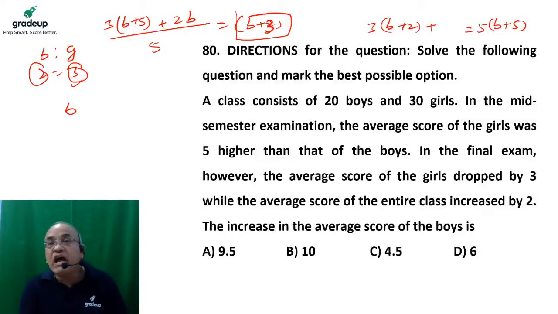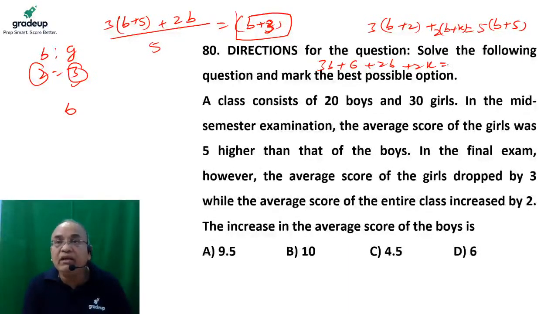Now this is the total score of the entire class. This is the score of the girls, and the score of the boys I don't know, but it increased by, let's say, k. And how many boys are there? 2 boys. Okay, so if we solve this equation, it will become 3b plus 6 plus 2b plus 2k is equal to 5b plus 25.